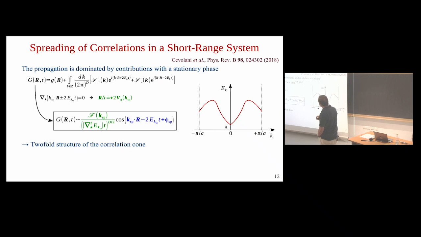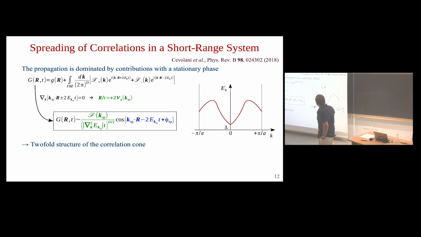So this gives me a twofold structure of the correlation cone. Here, this is a typical excitation spectrum of quasi-particles in my system. There may be a gap or not. And I assume that I have a lattice system, so my momenta are bounded in the first Brillouin zone.